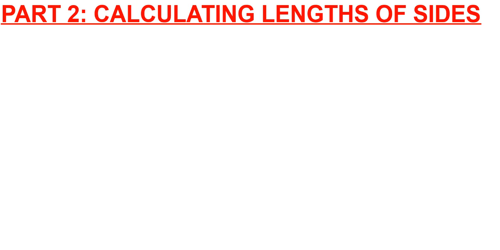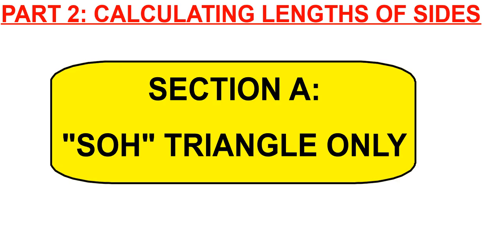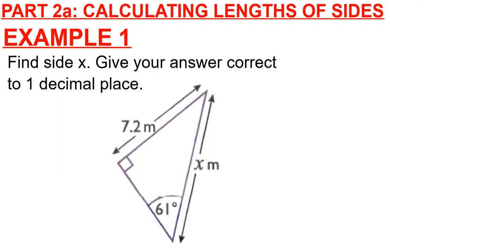Next part now, we can label the sides, we can actually calculate the lengths of the sides in question. Now, to make it easier, because you've got the SOH, CAH, or TOA triangles, first of all, we're just going to do it step by step. Just take it one magic formula triangle at one time. So for the first step, we're just going to think about the SOH triangle, the one which involves the sin button. So here's an example. We need to find side x and give our answer correct to one decimal place. So for all these questions, we can give our answer to one decimal place, just to keep it a bit simpler.